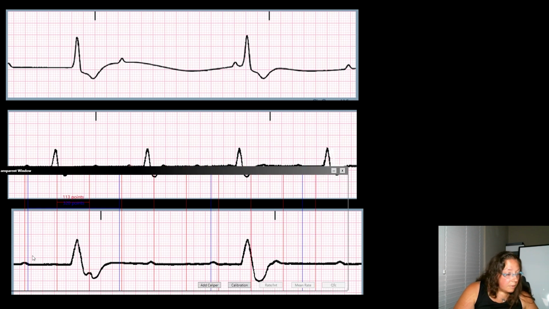But our P waves, if we look at the red here, here's a P wave hidden in this T wave depression. Here's a P wave hidden here, P wave. So we're actually a little more extended. There we go. Okay, so third degree heart block.